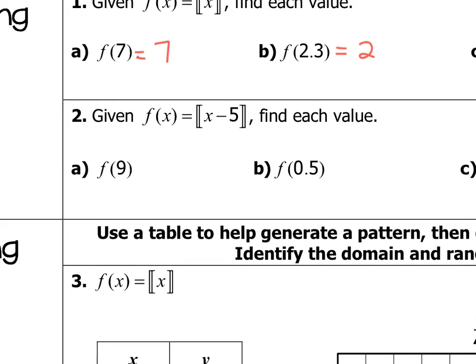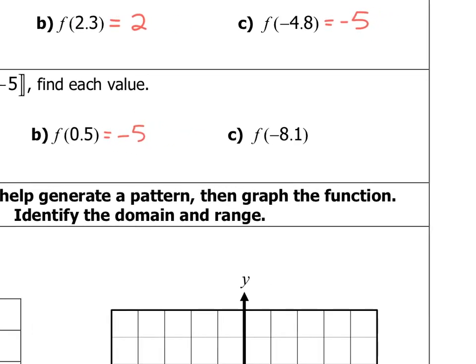So for a, 9 minus 5 is 4. Well, 4 is an integer, so you're good with that. Okay? If you do 0.5 minus 5, that would be negative 4.5. And if we round down, you'd get negative 5. And then for part C, if you had negative 8.1 and you subtract 5, you get negative 13.1. But if we're rounding down, it'd be negative 14. Again, the next lowest integer that you've got.